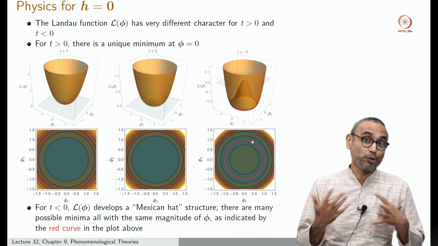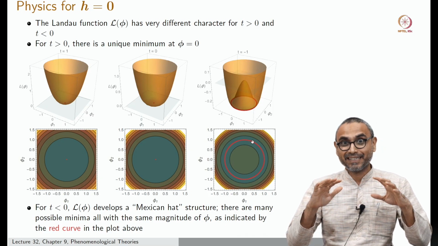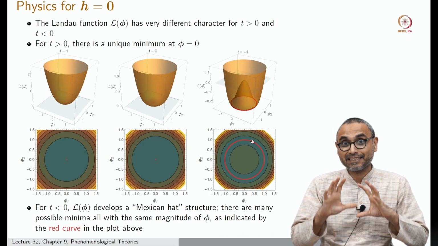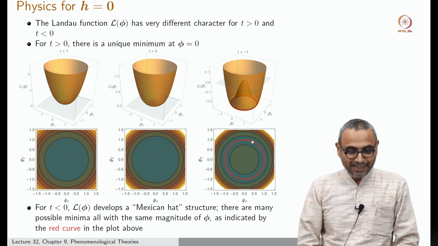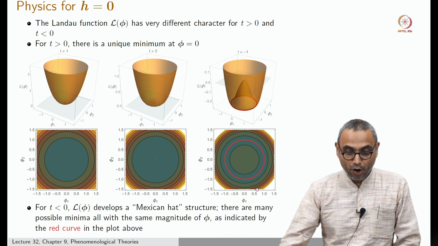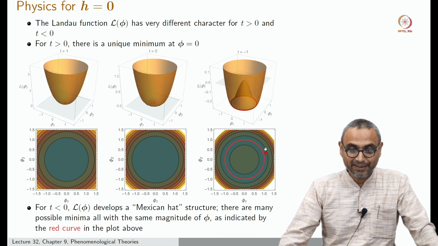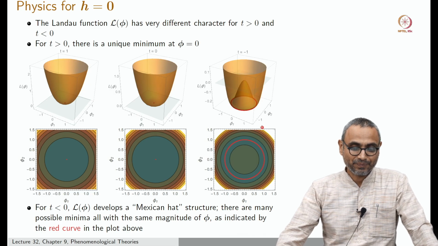So what will happen in O3? In O3, you will see that the minimum energy will be a surface in the phi space, and it will be actually the surface of a sphere, right, and so on. So this red curve are all possible minima of the Landau function when t is less than 0.